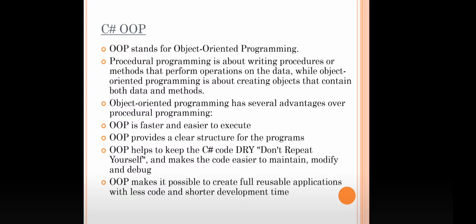Object oriented programming has several advantages over procedural languages. It is faster and easier to execute because it contains methods and functions which are executed very quickly as compared to procedures. Object oriented provides a clear structure for the programs. It helps keep the C sharp code DRY, don't repeat yourself. Don't repeat here means we declare a function only once and we can use it anywhere in our program when we want. It makes the code easier to maintain, modify, and debug. And OOP makes it possible to create fully reusable applications with less code and shorter development time.